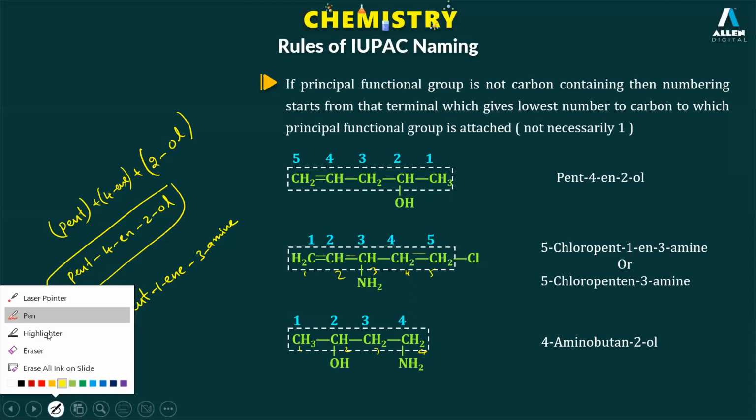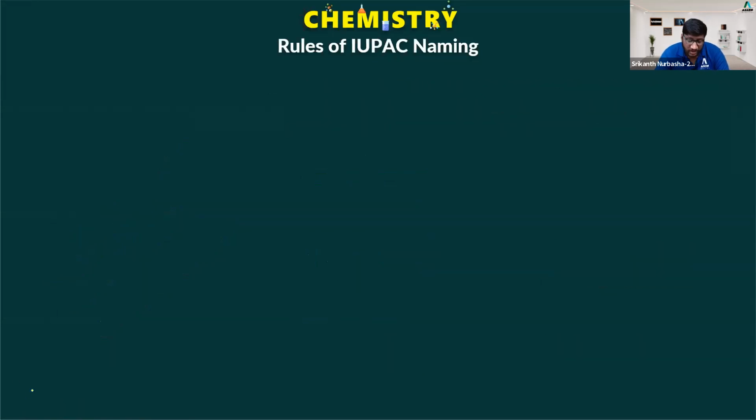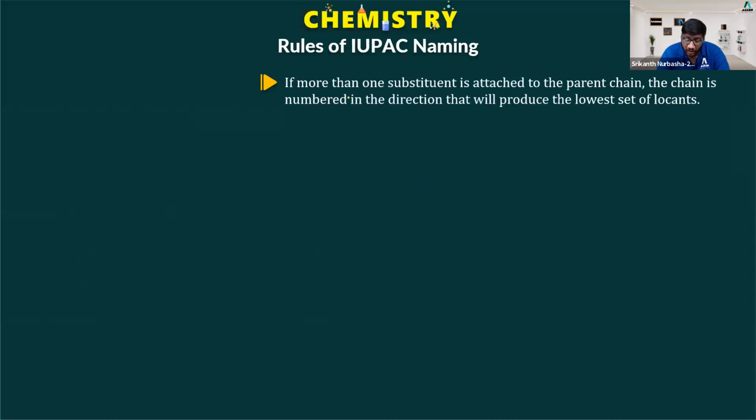Whenever you have a principal functional group, multiple bond and substituents, the principal functional group is given the highest priority, then multiple bond, then substituent. That is the order of giving numbering, the preference order for giving the lowest number. Now, if the principal functional group is there, multiple bond is there, then you can go with the order. But if there is more than one substituent: if more than one substituent is attached to the parent chain, the chain is numbered in a direction that produces the lowest set of locants.